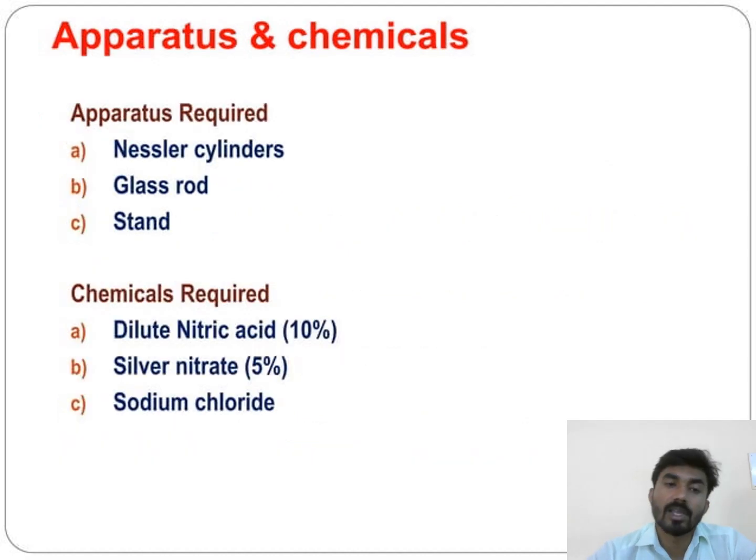Next comes the apparatus and the chemicals. For performing the limit test, we require two Nessler cylinders, a glass rod, a stand, and the chemicals required are dilute nitric acid, silver nitrate, and sodium chloride.